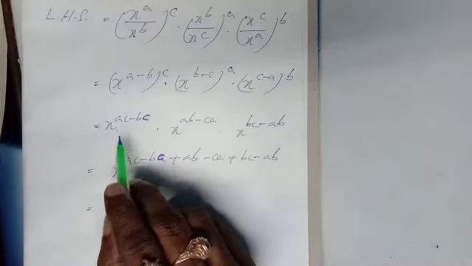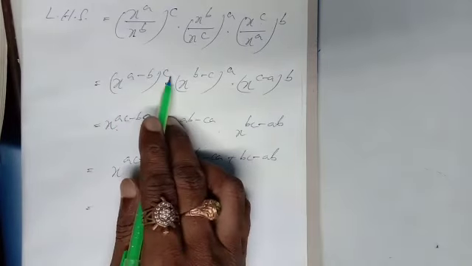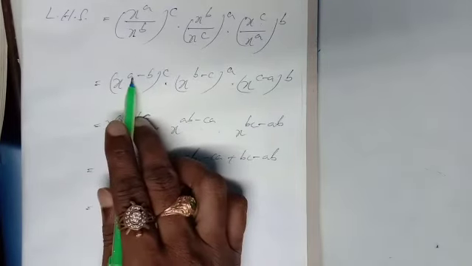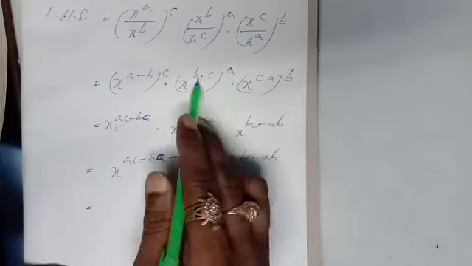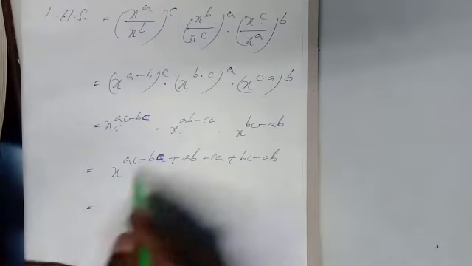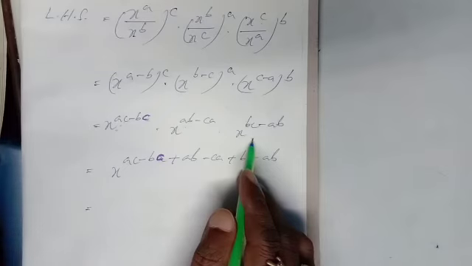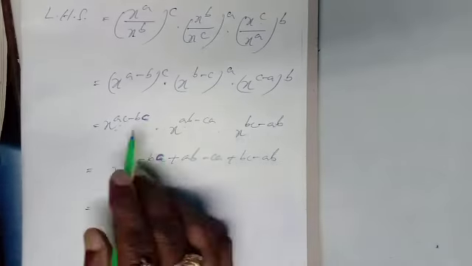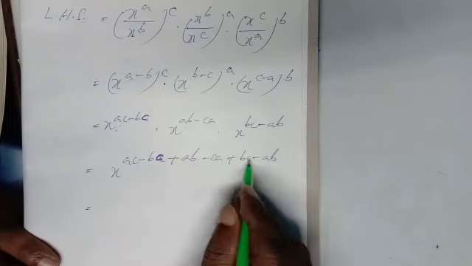See, this is x to the power a minus b whole to the c. Means this c is multiplied, power a minus b into c. That will give you ac minus bc. And here ab minus ca. And here bc minus ab. Now all the powers are added because the base is same. In case of multiplication, if the base is same, power is added. x to the power ac minus bc plus ab minus ca plus bc minus ab.